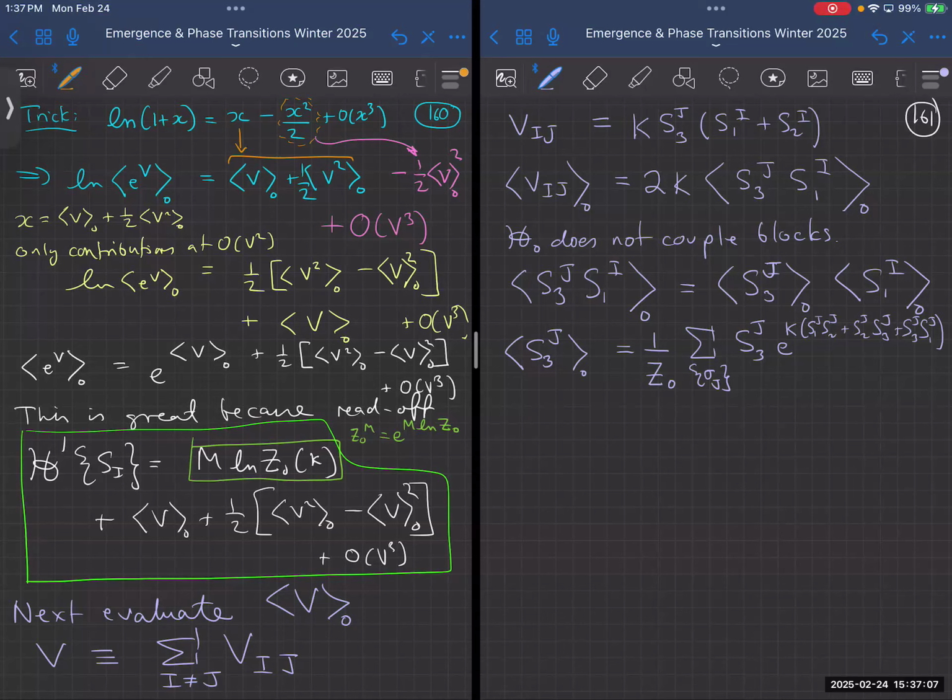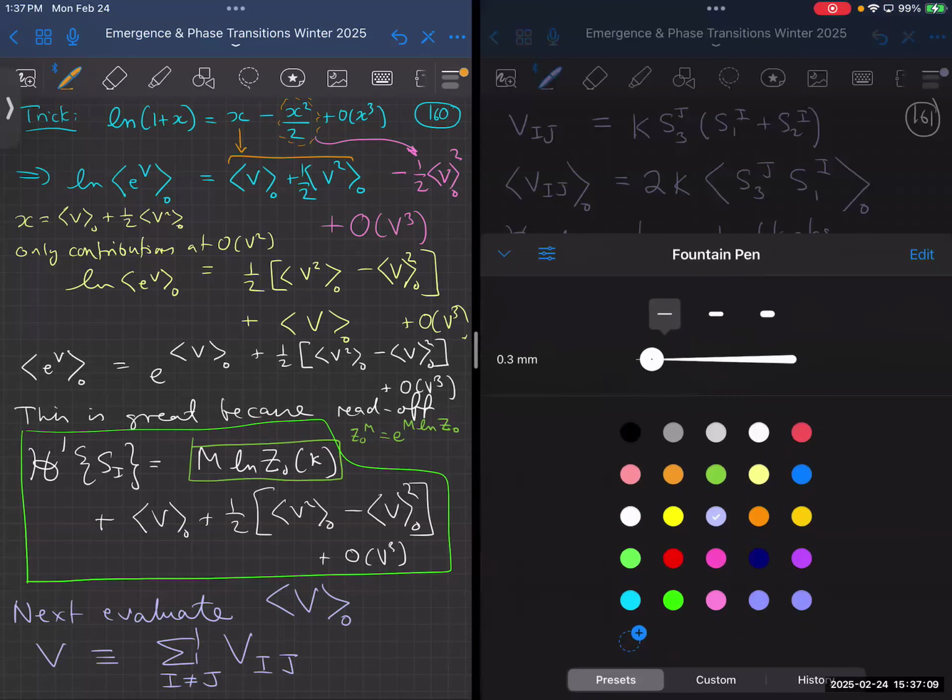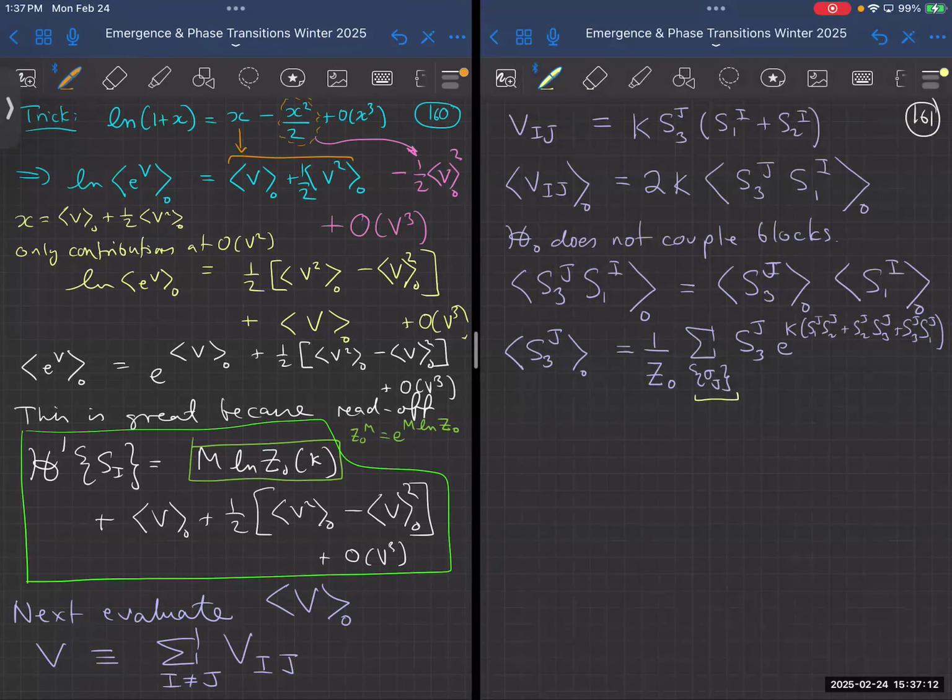And we're only going to include in this sum over here configurations which are consistent with the value of Sj. So you tell me what is the value of Sj. It can be either +1 or -1. Take your choice, sum over all the configurations that give you that, and then we can compute this.